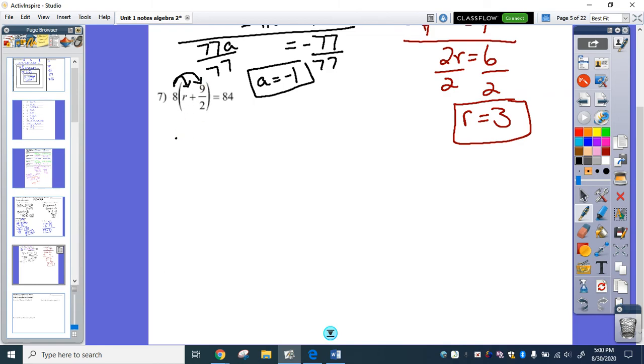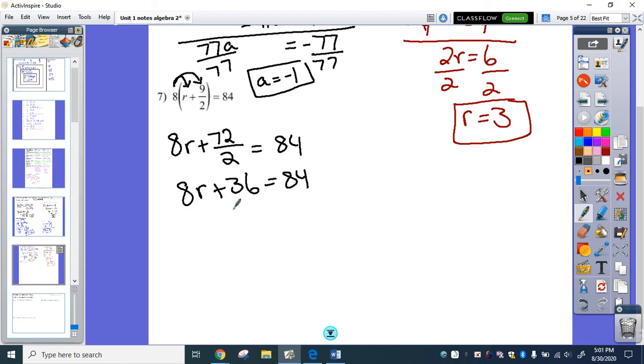So 8 times r, nice, easy, 8r. 8 times 9 is 72. Let's leave the denominator alone. And then we'll bring down the equals 84. Well, conveniently enough, in this situation, the reason I say don't worry about fractions right away is because a lot of times they're going to disappear on their own. 72 divided by 2 actually comes out to be a whole number. 8r plus 36 equals 84.